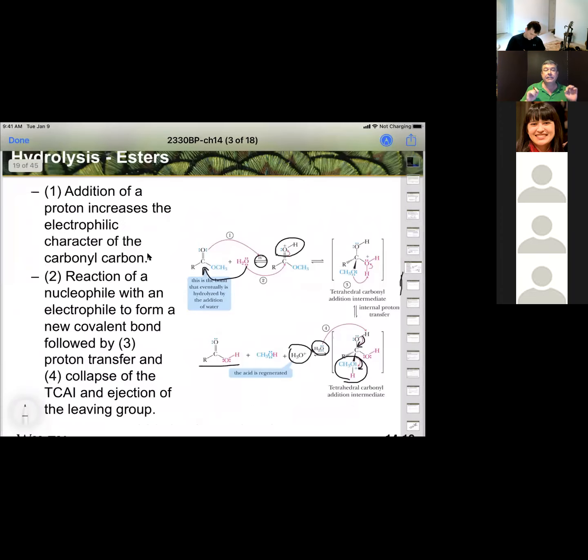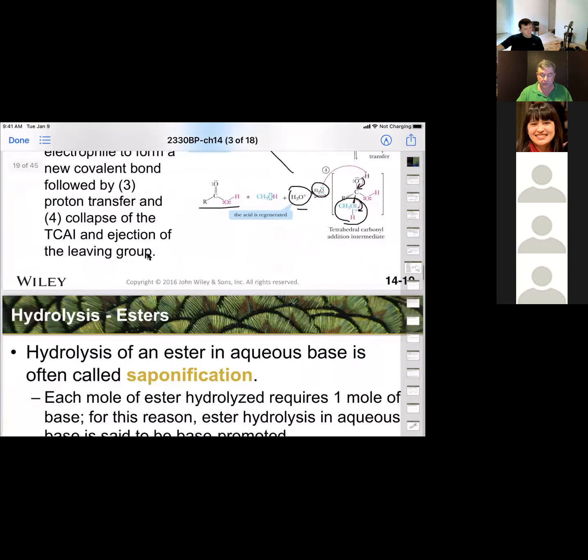Questions about the acid catalyzed hydrolysis of esters. So we regenerate our acid, so it's just catalytic, and we can keep going and going and going. As long as we have water or an excess of water, it'll continue to move toward the carboxylic acid and the alcohol. Okay.